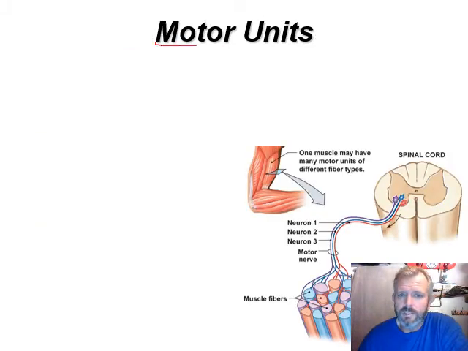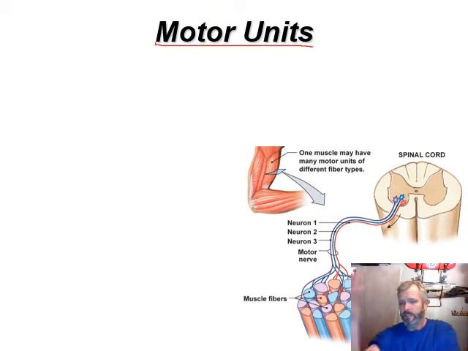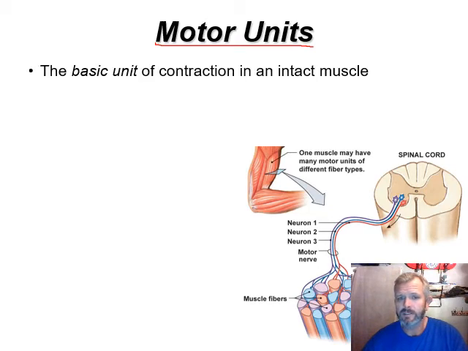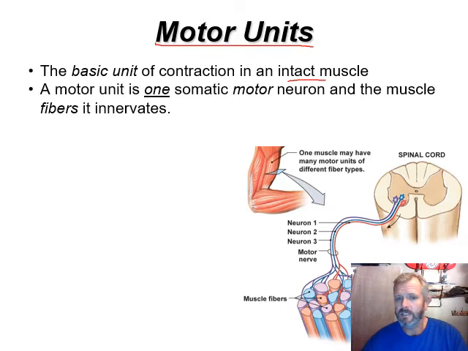All right, so how can we create different tensions in our whole muscles? Our whole muscles, sorry, not our muscle fibers, our whole muscles of our body are made up of many different muscle fibers, and they're arranged in what we call motor units. So we have multiple motor units that make up our muscle. All right, and this is the basic unit of a contraction in the intact muscle, and basically it consists of one somatic motor neuron and the muscle fibers that motor neuron innervates.